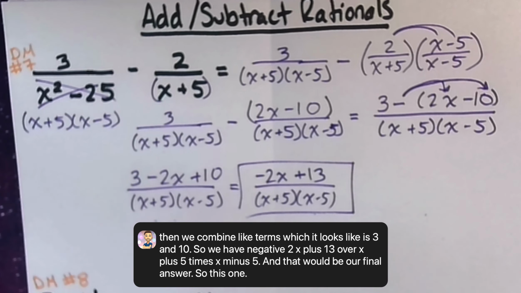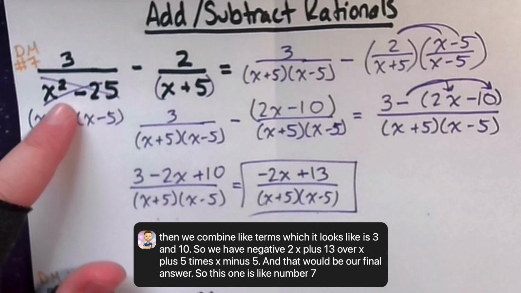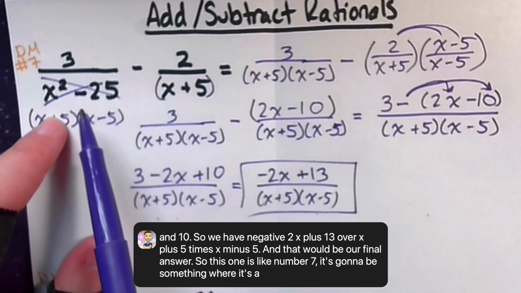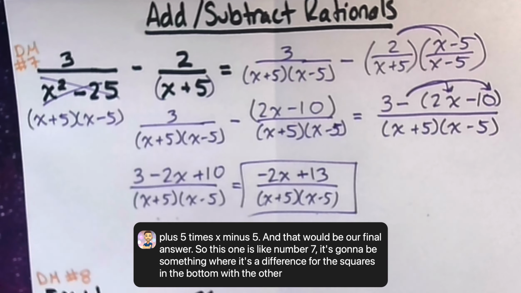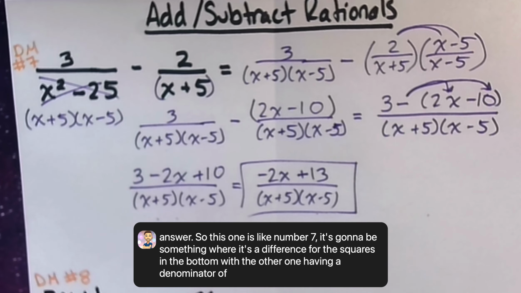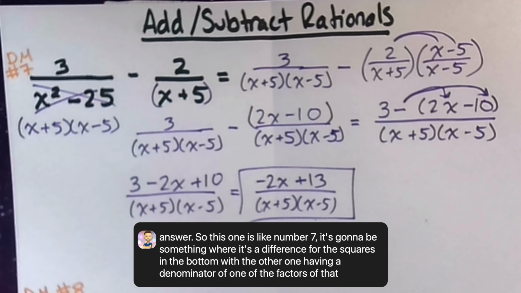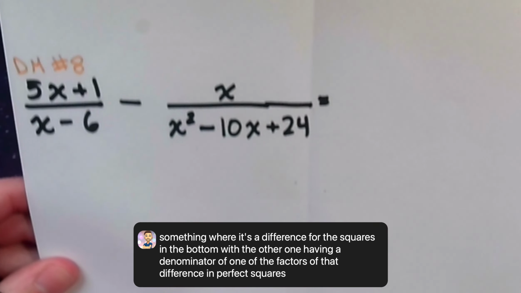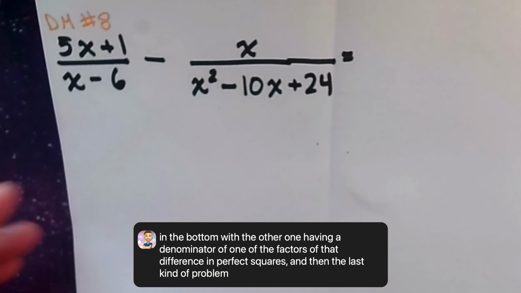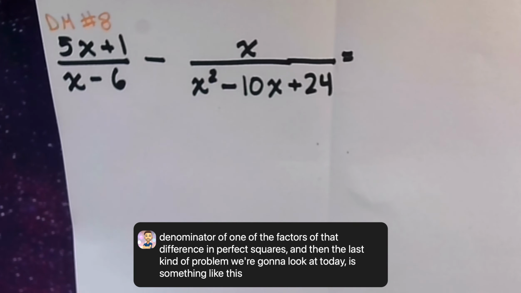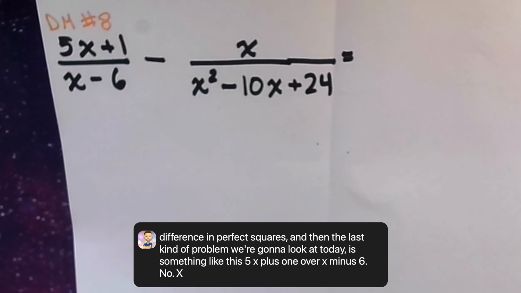So this one is like number 7. It's going to be something where there's a difference of perfect squares in the bottom, with the other one having a denominator of one of the factors of that difference of perfect squares. And then the last kind of problem we're going to look at today is something like this: 5x plus 1 over x minus 6 minus x over x squared minus 10x plus 24.